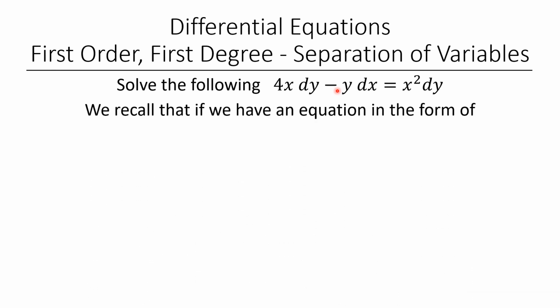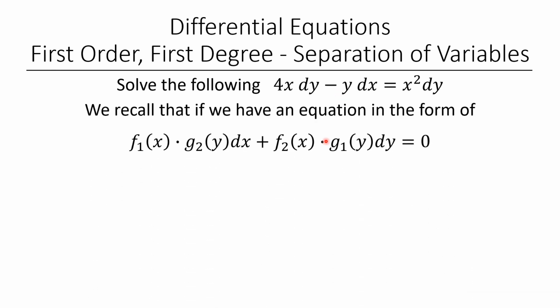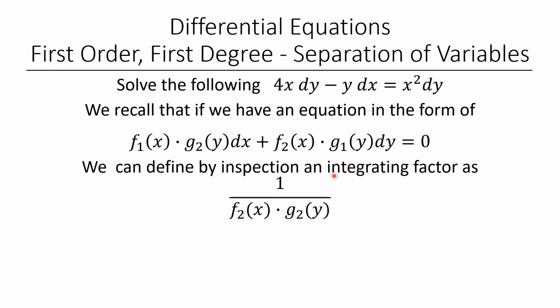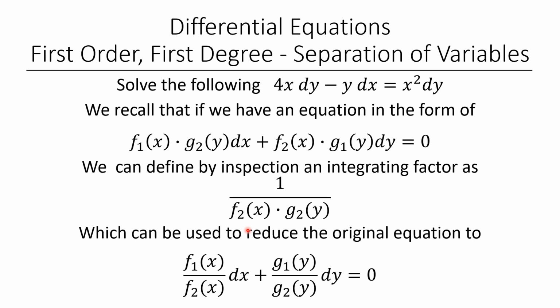So we recall that when we have an equation of the form where we have a function of x times a function of y dx and a function of x times a function of y dy, that by inspection we hope to find a term in x and y that we could consider as an integrating factor, that when we multiply the original equation through, it should reduce the equation down to an equation in this form. And you see the importance of this equation is that the first term is all in x, the second term is all in y. And when we can get it in this form, then we usually can solve it fairly easily.